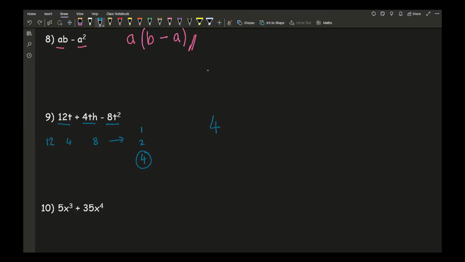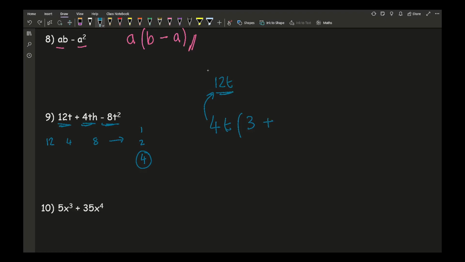And then looking at the letters, what letter appears in each of these 3 terms? Well, that's going to be t. And that's the smallest power that I've got. So again, even though I've got t squared, I only want to take out a single t because that is the smallest power. Now again, I've got 4t, but I want 12t. So what do I need to multiply 4 by to get 12? Well, I need a 3. I've got 1t and I want 1t, so that's absolutely fine.